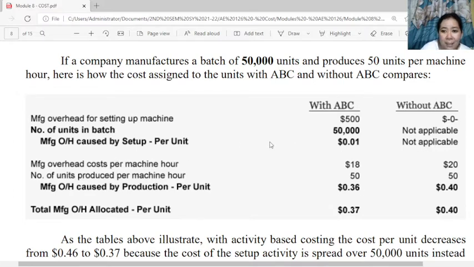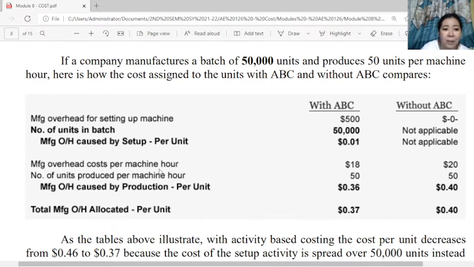So with ABC, for manufacturing overhead setup of the machine, that's 500 earlier, divided by the number of units in the batch of 50,000. So manufacturing overhead cost by setup per unit is 0.01. This is not applicable with traditional or without ABC.